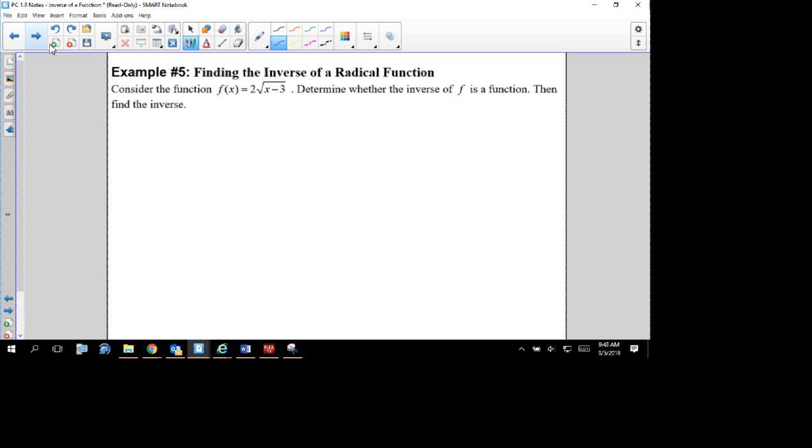Consider the function f of x equals 2 square root of x minus 3. Determine whether the inverse of f is a function. Then find the inverse. So we have to determine whether the inverse is a function, and we have to find the inverse. So what does the square root look like? If there's a 2 on the outside, just stretch it vertically, and if there's a minus 3 on the inside, right 3. So I get something like that. Is the inverse going to be a function?